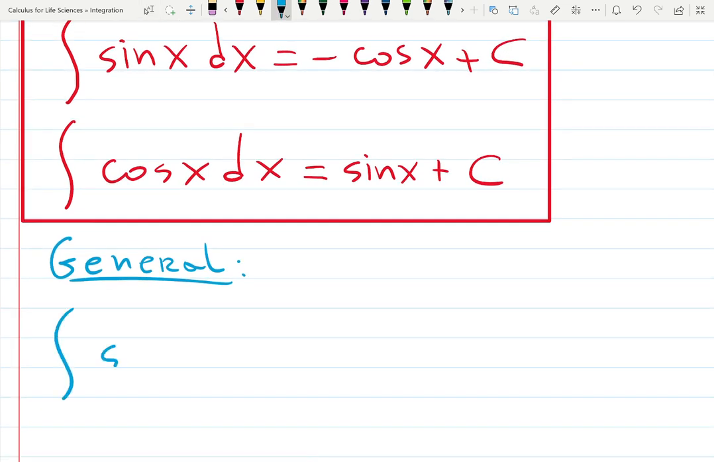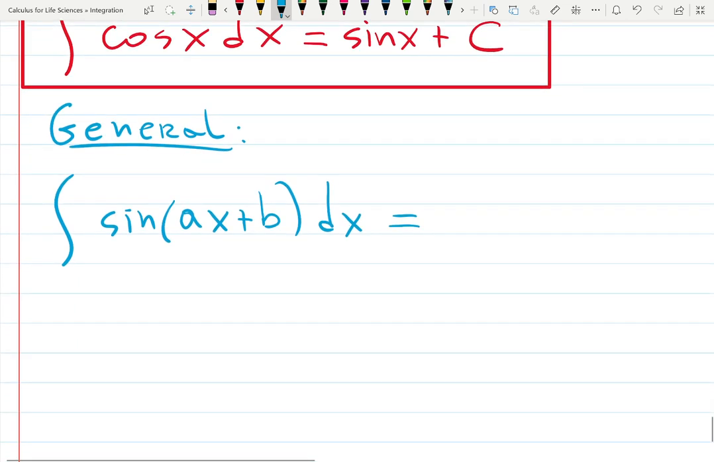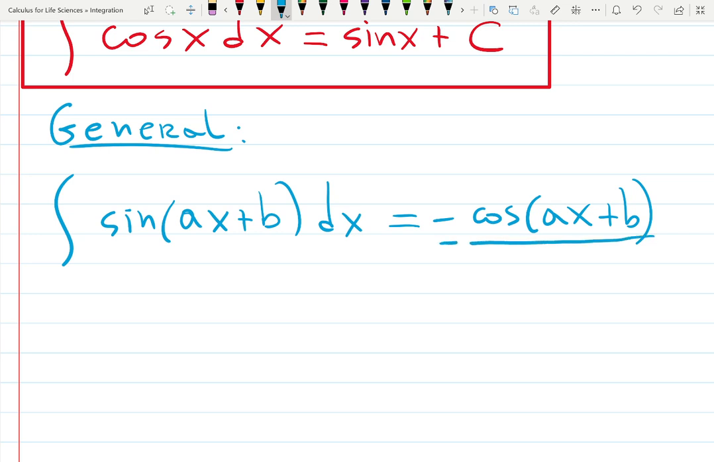In the general case, if you have the integral of sine with a linear function inside, ax plus b dx. So again, the notation of the integral: the integral sign starts the integration, and dx says where the integration is done. Whatever is between these two is what you integrate. So how do you integrate sine with the linear part inside? It will be minus cosine, just like we agreed, but then divided by the leading coefficient a, plus c.